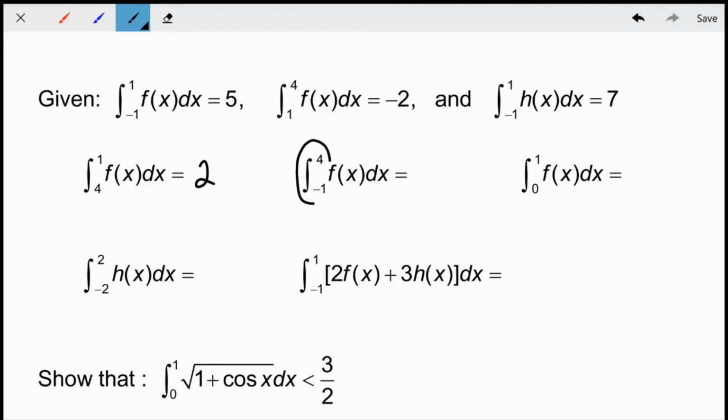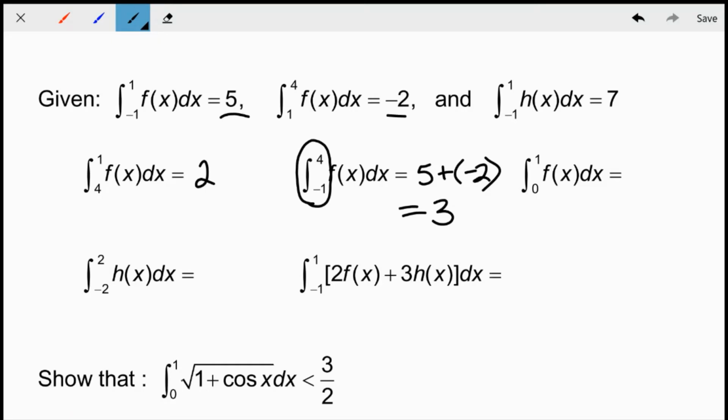Okay, so we have another one here. Limits of integration that go from -1 to 4. Notice these limits of integration, -1 to 1 and 1 to 4, join up. So we could combine these two integrals into a single integral. So essentially 5 plus -2 is going to give me a value of 3. So knowing that, I can combine those two things together.